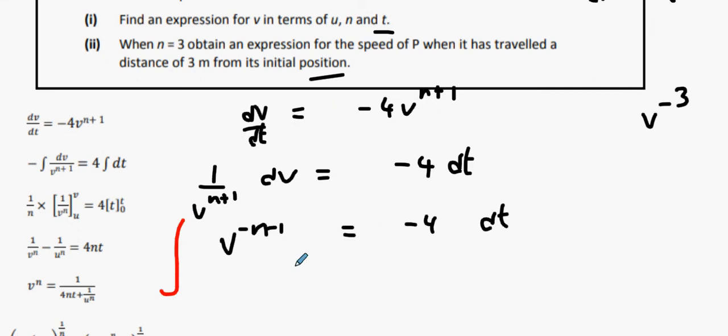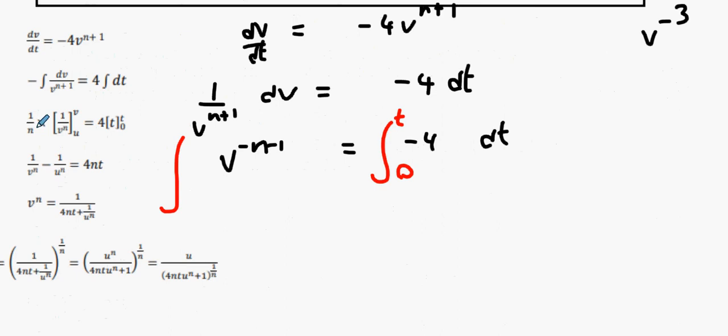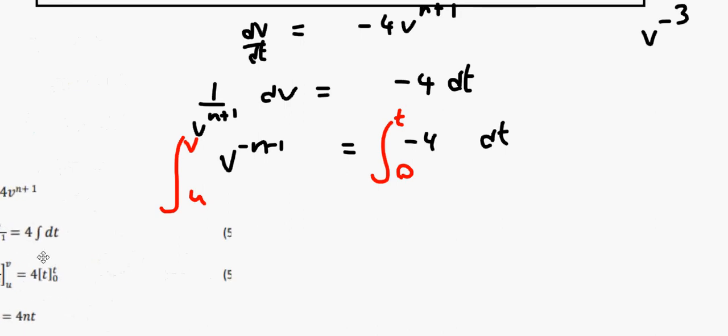Now, what are your limits? Well, t and 0. You start off at speed u, so that would be v and u on this side. Okay, I'll just get rid of this for a second. It's really not necessary anyway. Just drag it over there.